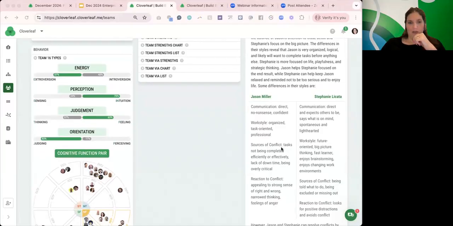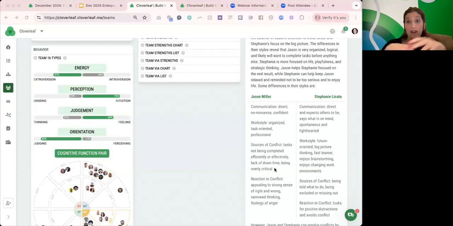Now I want to look at sources of conflict. So review that other person's sources of conflict. What specific action or language should I avoid? Well, Jason's sources of conflict are tasks not being completed efficiently or effectively and lack of downtime, and being overly critical. So maybe I want to make sure that Jason has enough breaks or enough space. I'm certainly not going to walk in criticizing Jason because that could be a source of conflict.